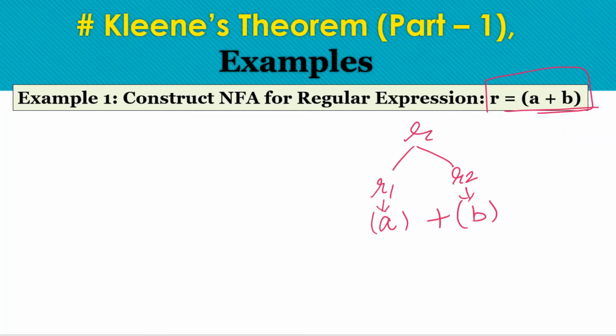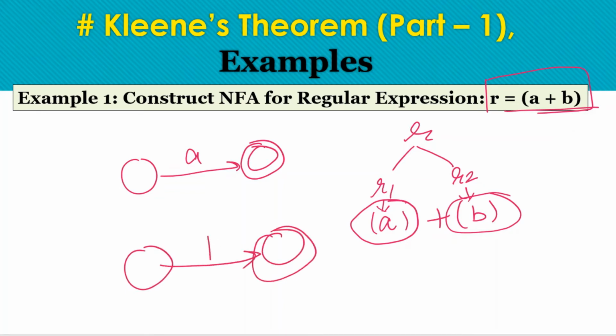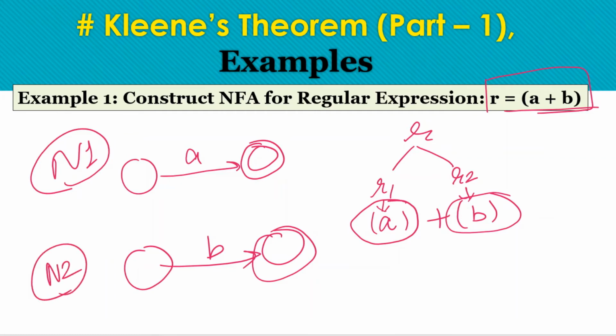So to form the NFA with epsilon move corresponding to this, firstly we need to construct machine corresponding to R1, then we have a separate NFA or machine corresponding to R2. So for this we are having this machine corresponding to A, and this is a machine corresponding to the B. Now we have to perform the union of these two machines. So this is N1 according to the case 2 of the Kleene's theorem, this is N2. Now we have to perform union of these machines as N1 and N2.